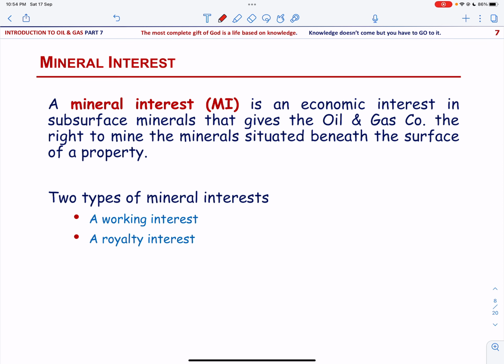A mineral interest is an economic interest in subsurface minerals that gives the oil and gas company the right to mine the minerals situated beneath the surface of a property. When the owner of the mineral rights, fee simple or severed minerals owners, enter into a lease agreement or contract with the oil and gas company, two types of mineral interest are created: a working interest and a royalty interest.